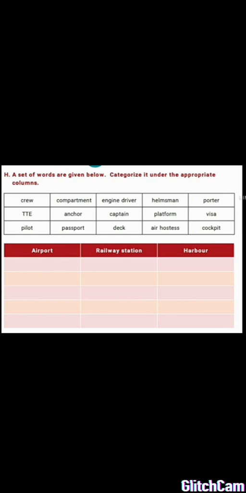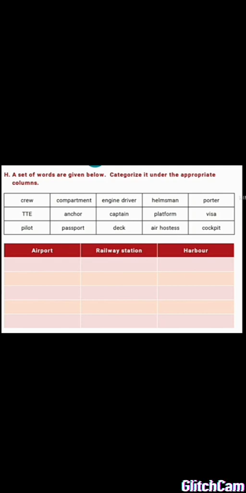Now let me teach you this exercise. There are about 15 words given here, children. You need to arrange all these words under the columns. For example, the first one, crew. Crew means a group of members who travel on the ship. In this lesson, we heard about the word crew, right? Sindbad and his crew of members sailed in the sea. So you have to write the word crew under the column harbour.